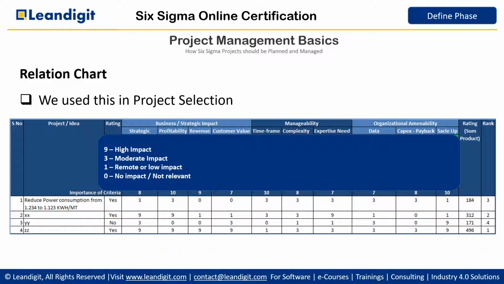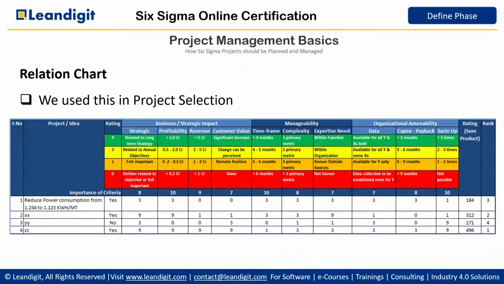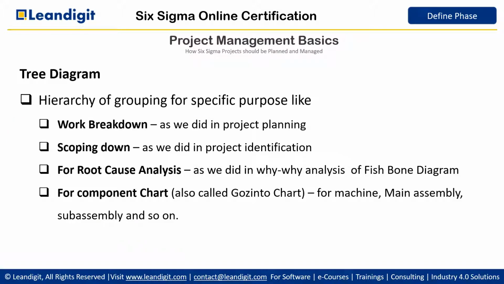So some companies opt for giving specific meanings to 9. For example, in the strategic case, if it relates to long-term strategy, we give 9. If it only relates to an annual objective, 3. If it is felt important but not related to any objective, 1. If not important and not related to any objective, giving 0. This way we have identified for all of them. This is also possible when we are developing a relationship chart.